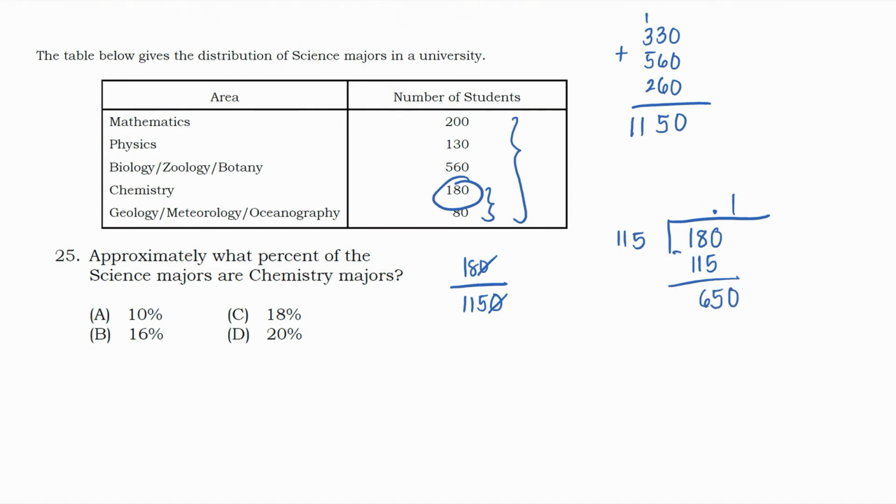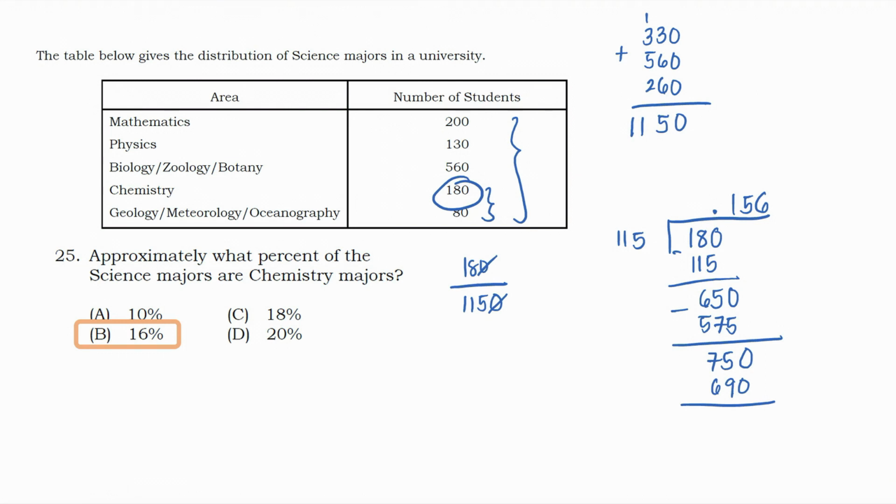Tapos, add 0 ulit. 650 divided by 115 is 5. 5 times 115 is 575. And subtract nyo lang ulit. So, this one will become 75. Add 0 ulit. 750 divided by 115 is 6. 6 times 115 is 690. Yan, wag kayong mag-alala na-solve ko na kasi to. So, kinokopya ko na lang. Para lang maipakita sa inyo yung solution. Hindi talaga ako ganyan kabilis mag-solve.